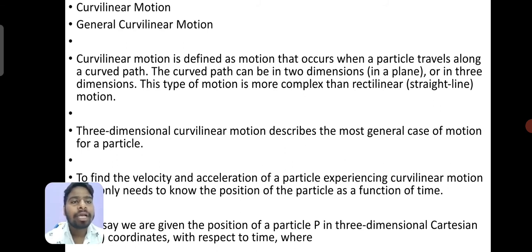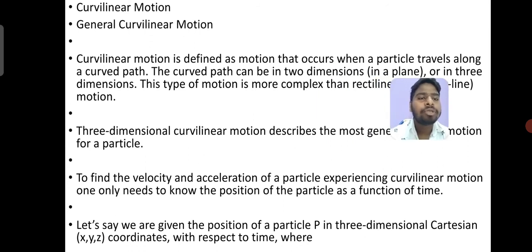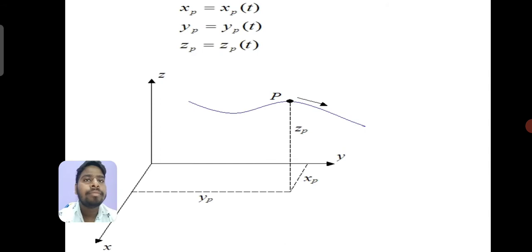To find the velocity and acceleration of a particle experiencing curvilinear motion, one commonly needs to know the position of the particle as a function of time. Let's say we are given the position of a particle in 3-dimensional Cartesian x, y, z coordinates with respect to time, where xp equal to xp of t, yp equal to yp of t, zp equal to zp of t. Here the diagram shows the z, x, y axes and the point p with zp, yp.